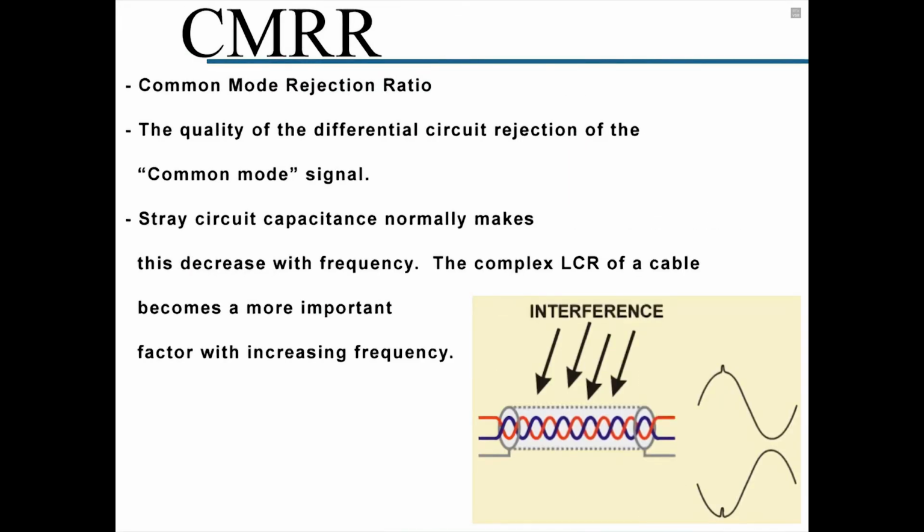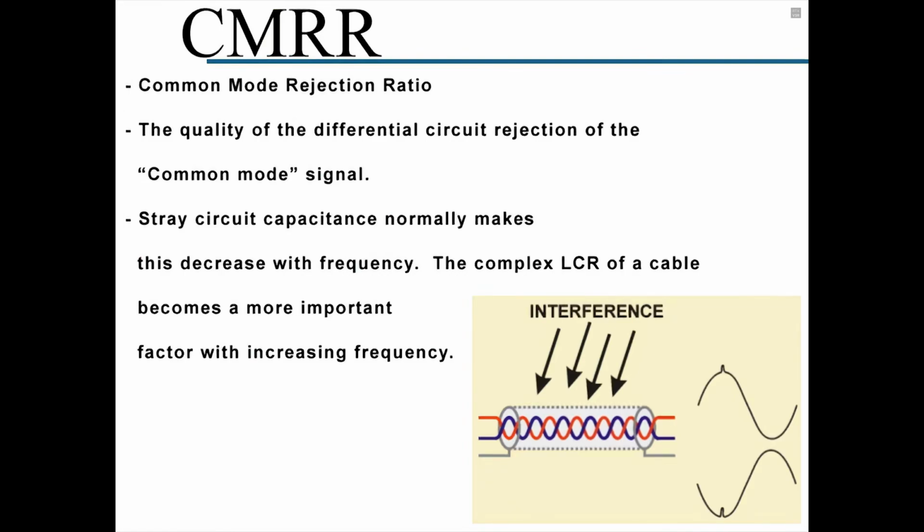When an external electric field intersects a balanced cable, it induces noise on both the positive and negative going lines equally. At the receiving end, the differential input circuit subtracts the negative signal line from the positive signal line, and the noise is canceled or rejected. This is also known as common mode rejection. The measurement of this is common mode rejection ratio, or CMRR.